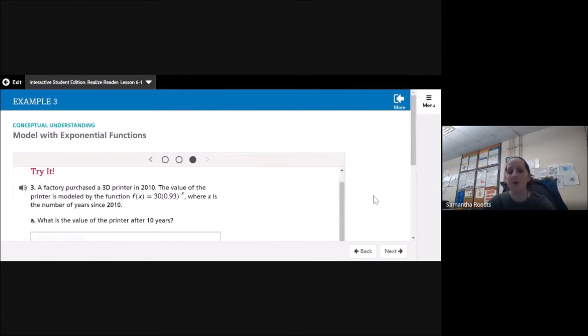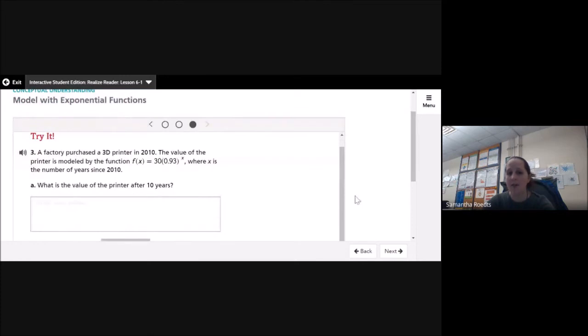A factory purchased a 3D printer in 2010. The value of the printer is modeled by the function f of x equals 30 times 0.93 to the x power, where x is the number of years since 2010. What is the value of the printer after 10 years? So they told me 10 years, so that's my t, my x value. Okay, so I'm going to substitute that in. So f of x equals 30 times 0.93 to the 10th power.